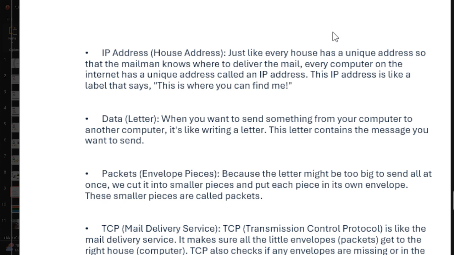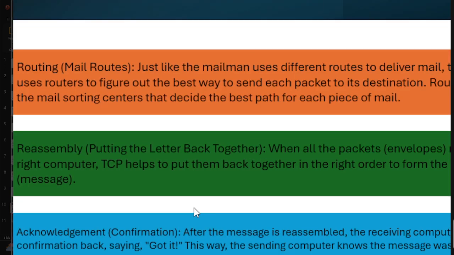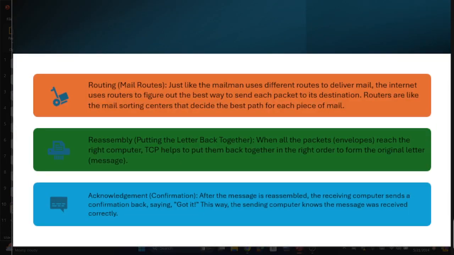And then TCP. TCP, Transmission Control Protocol, is like a mail delivery service. It makes sure all the little envelopes, meaning packets, get to the right house. House means computer. TCP also checks if any envelopes are missing or in the wrong order and makes sure they get delivered correctly.